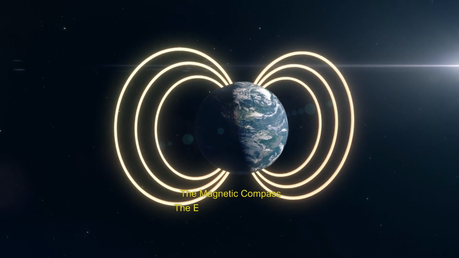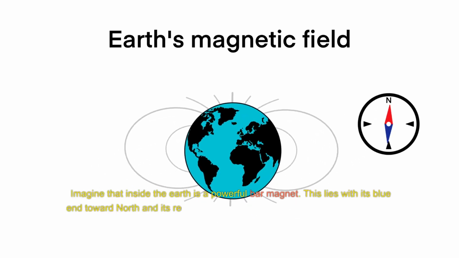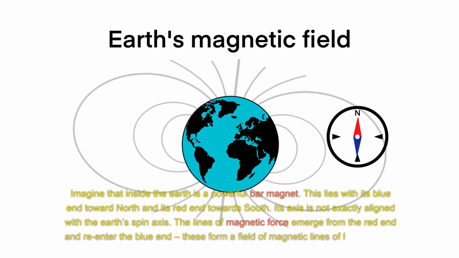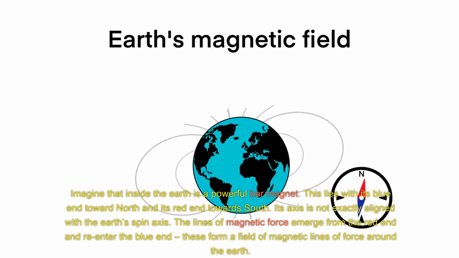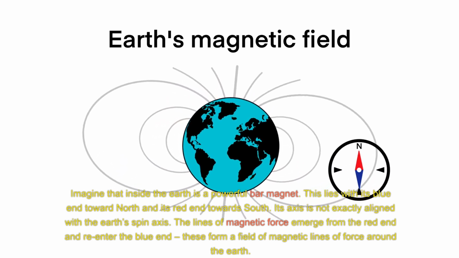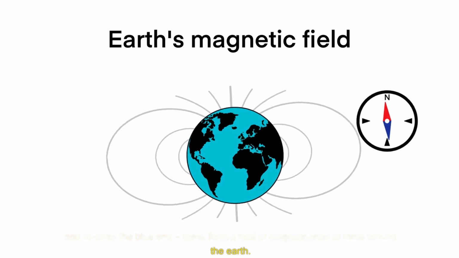The magnetic compass, the Earth's magnetic field. Imagine that inside the Earth is a powerful bar magnet. This lies with its blue end toward north and its red end toward south. Its axis is not exactly aligned with the Earth's spin axis. The lines of magnetic force emerge from the red end and re-enter the blue end. These form a field of magnetic lines of force around the Earth.